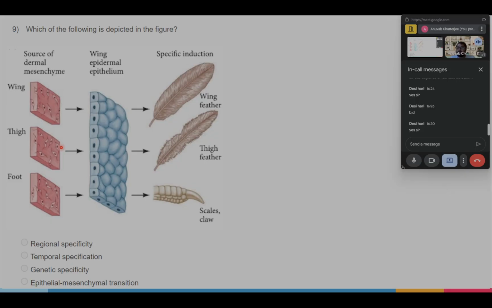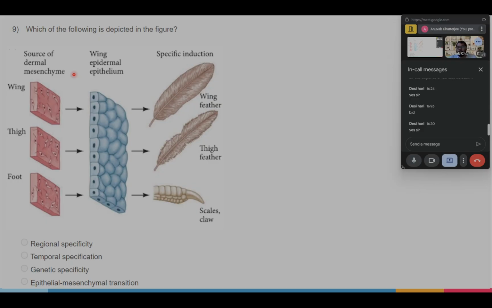Okay, perfect. Yes, this is another example of induction and competence. Which of the following is depicted in the figure? So I will tell you what the example experiment is, so that we are on the same page. They were looking at the same thing, induction and competence, but they were looking at different cell layers at this time.